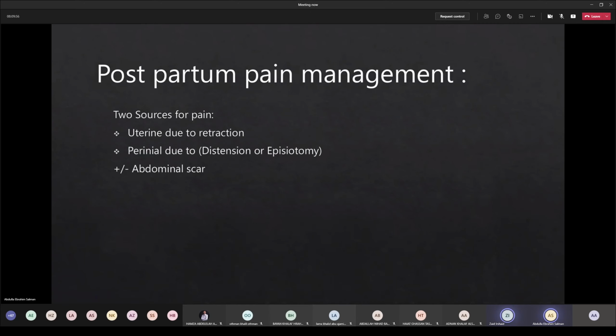Now, for postpartum pain management, there are two sources of pain in the labor procedure. One of them is uterine due to retraction, and the other one is perineal due to the distension or episiotomy. And plus or minus abdominal scar if it exists.